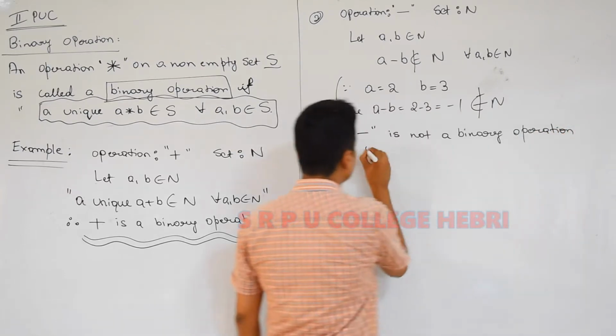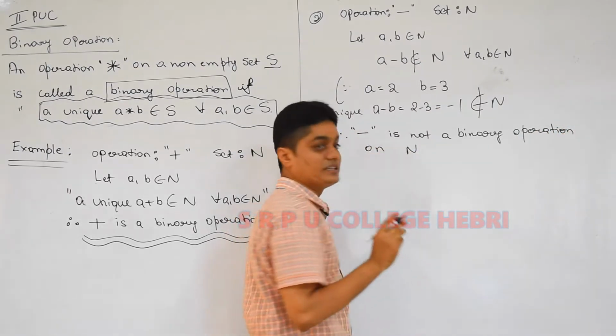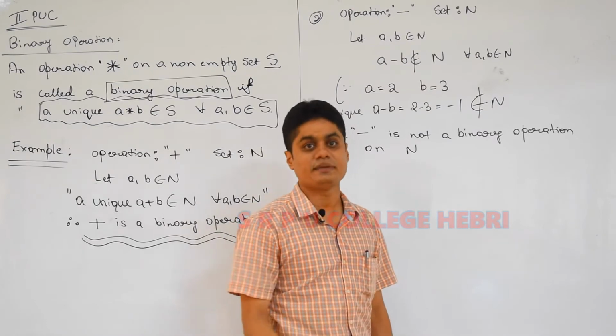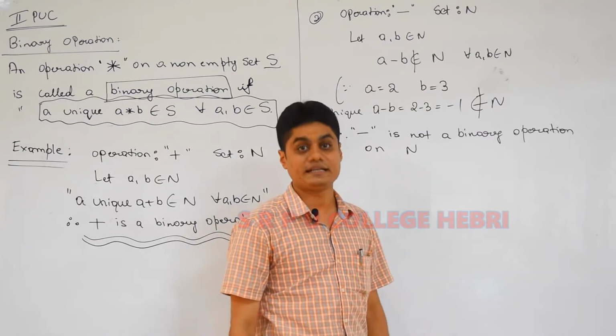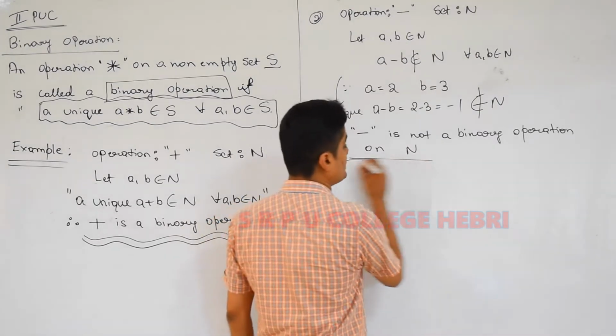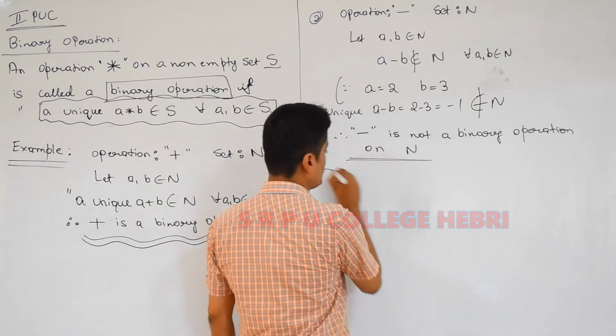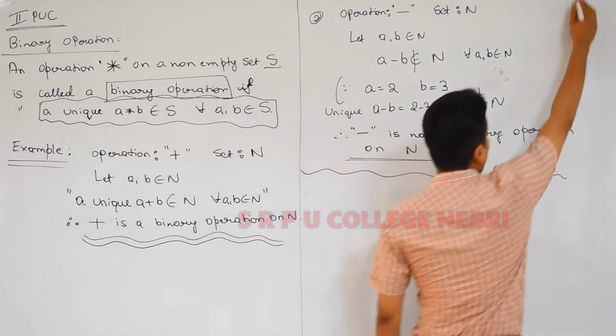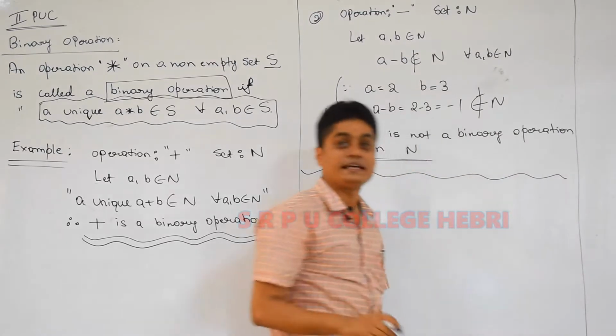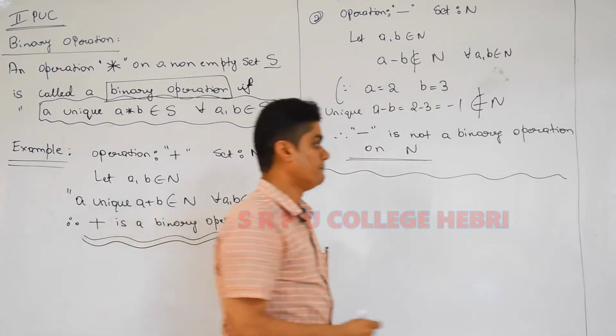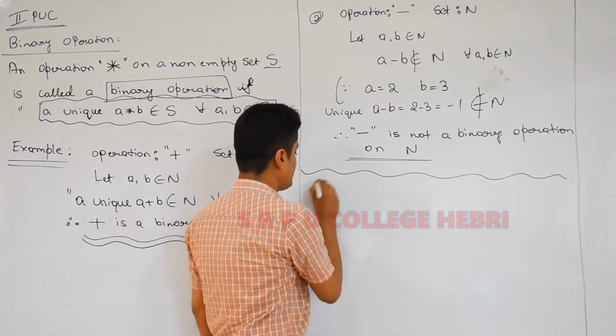on N. Suppose I take Z instead, if I replace N by Z, then it can be a binary operation. Subtraction cannot be a binary operation on the set of all natural numbers. Subtraction cannot be a binary operation. Let me take one more example.